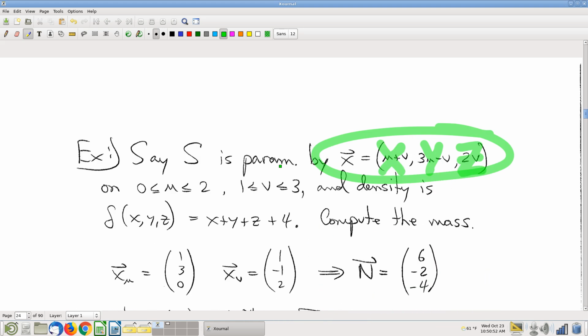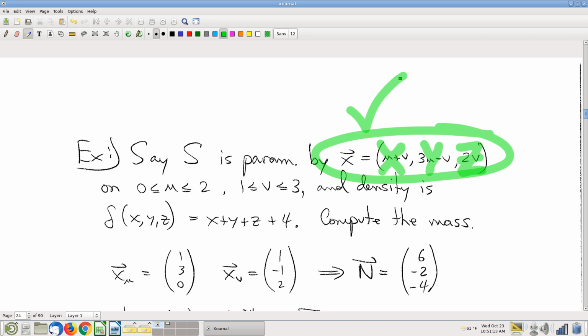Notice in this first example, I'm giving you the parameterization explicitly. Again, we don't know how to find parameterizations yet. We'll get to that real soon, bottom of this page coming up. But for the moment, just to get our hands dirty and get one scalar surface integral under our belt, I'm just going to take this as given.